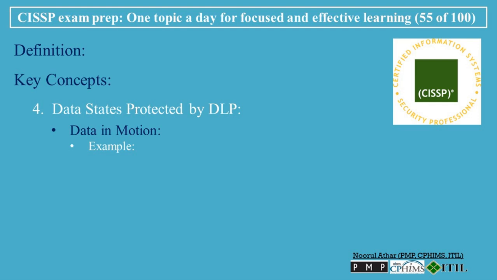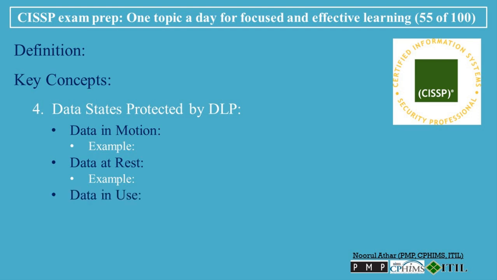Example: DLP blocks an email containing PII from being sent to an unauthorized external recipient. Data at rest, data stored on hard drives, databases, file servers, or cloud storage. DLP scans stored data to ensure that sensitive information is properly secured and not left in unprotected locations. Example: DLP identifies and flags unencrypted financial records stored in a public folder on a file server.